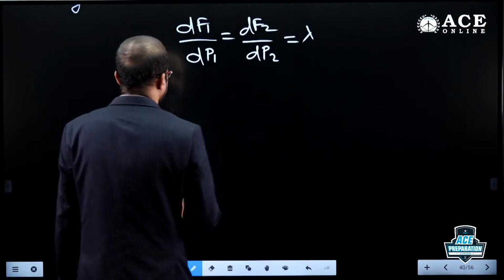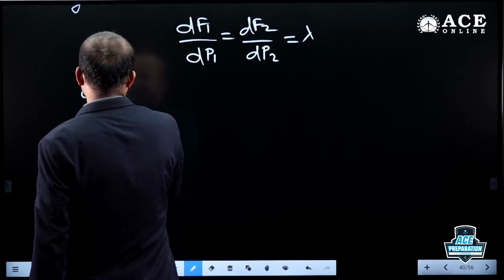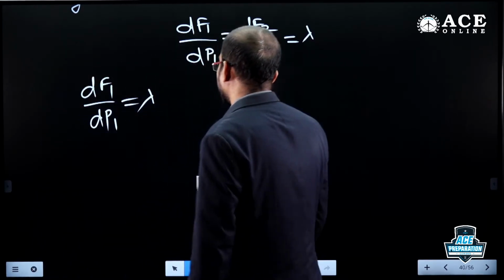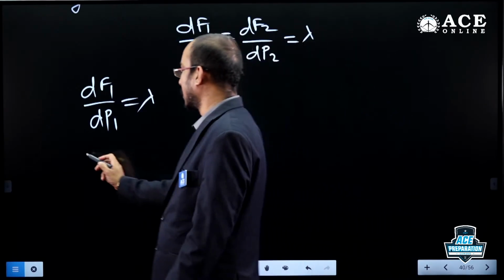Okay, let us evaluate here. df1 by dp1 is equal to lambda. So here df1 by dp1 is given as 0.4 P1 plus 30.